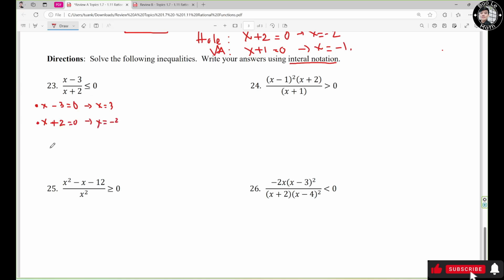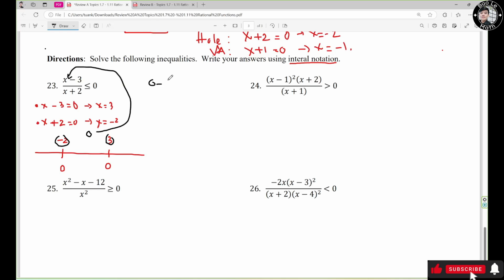Now, I need to put these on the number line. Alright. Negative 2 is less than 3, so I put negative 2 right here and 3 here. Right at these two, I have the 0, right? So I put 0 here, 0 here, right? Because these two are zeros of these factors, right? Now, you need to pick a number within any interval, right? So within the interval negative 2 and 3, I pick a 0, right? I substitute 0 for s into the original one right here. So I'm going to test, right?